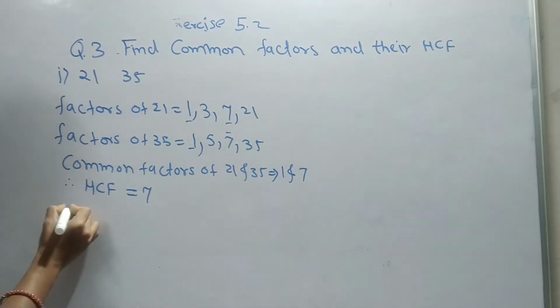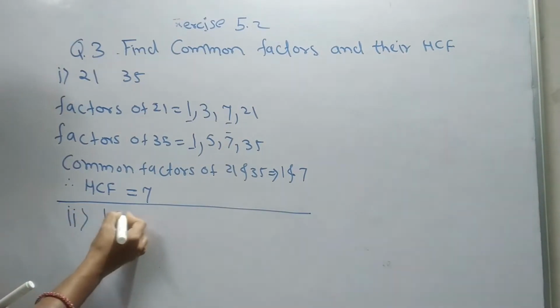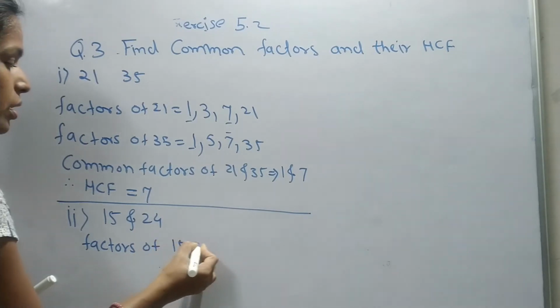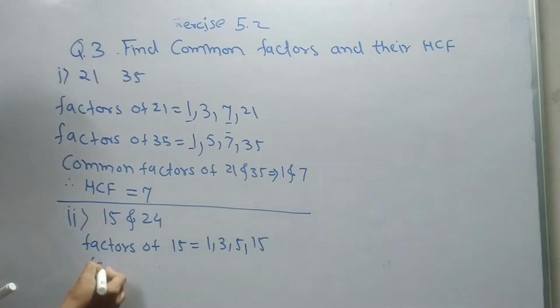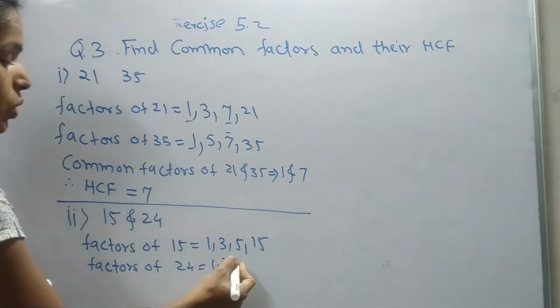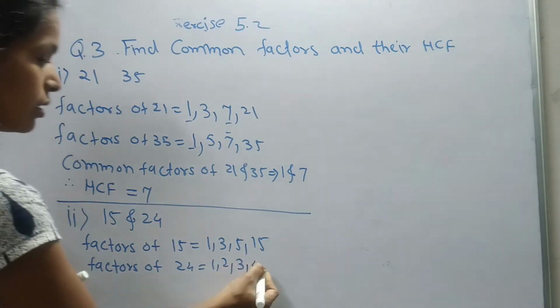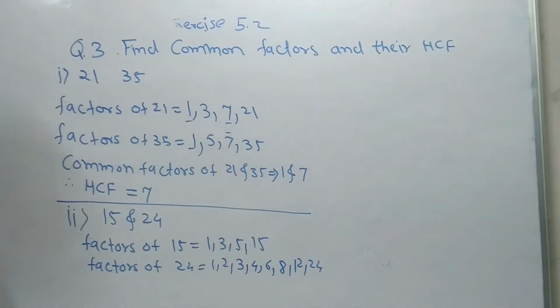Now let's solve the second question. In question number 2, you are given the numbers 15 and 24. Let's find the factors of 15. 15 has factors 1, 3, 5 and 15. And the factors of 24: 24 is divisible by 1, 2, 3, 4, 6, 8, 12, and 24. These are the factors of 24.